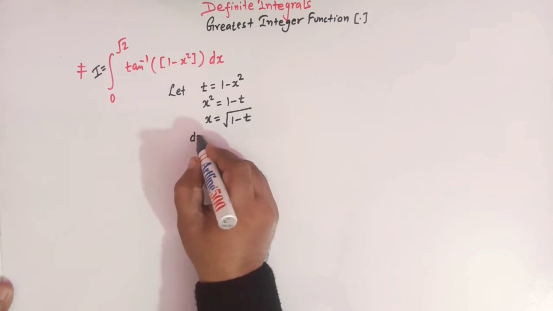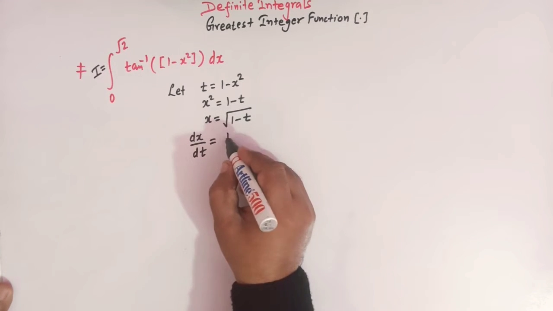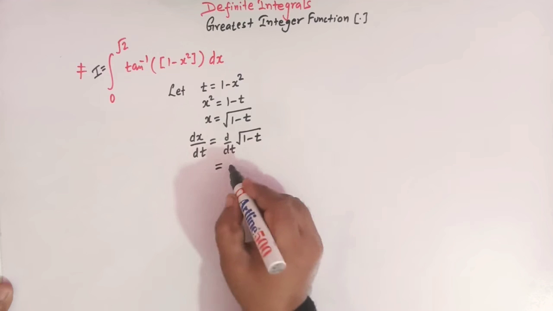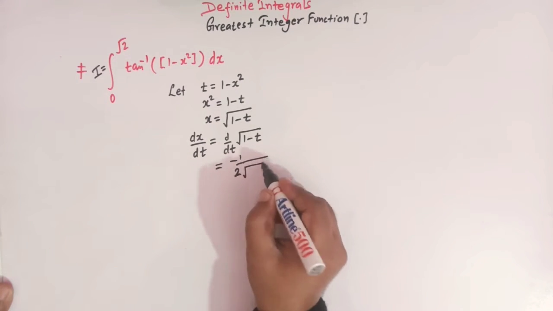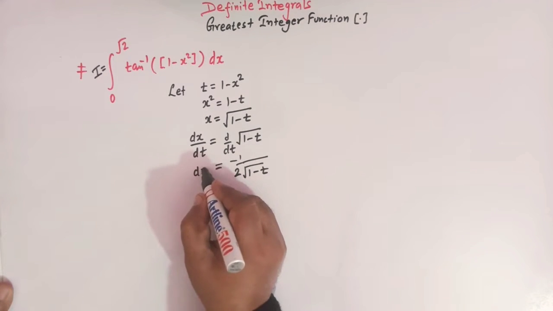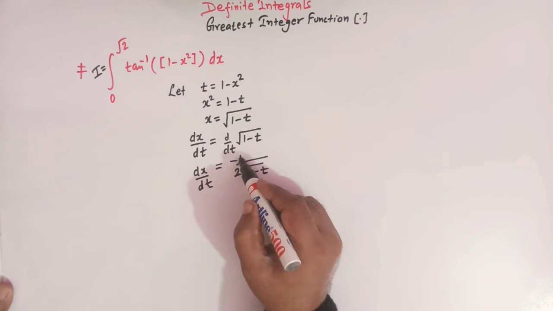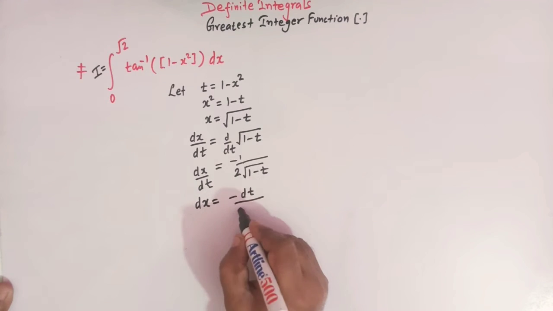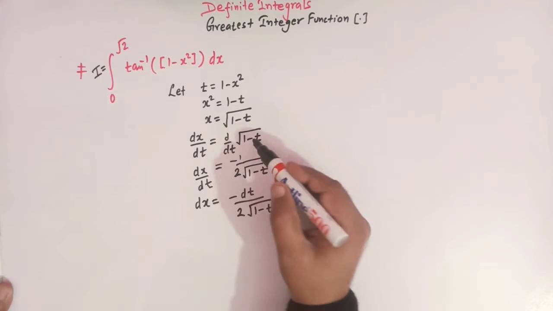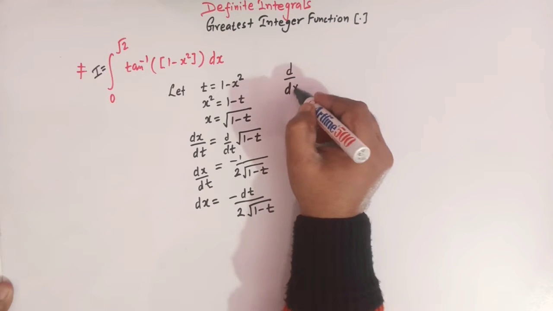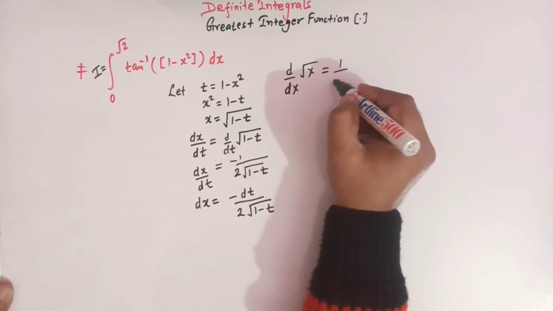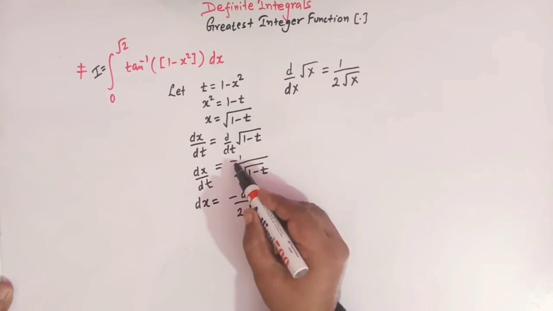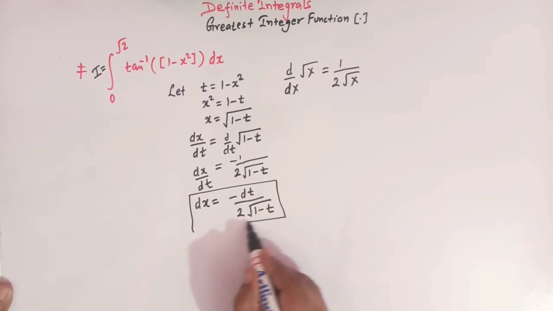Now let us differentiate both sides with respect to t. So dx over dt is the derivative of square root of 1 minus t, which is minus half times 1 over square root of 1 minus t. So dx over dt is equal to minus 1 over 2 times square root of 1 minus t, and dx can be written as minus dt over 2 times square root of 1 minus t. Here we have used the fact that the derivative of square root of x is 1 over 2 times square root of x, and then by chain rule the derivative of 1 minus t is minus 1. So we have the expression for dx in terms of t.